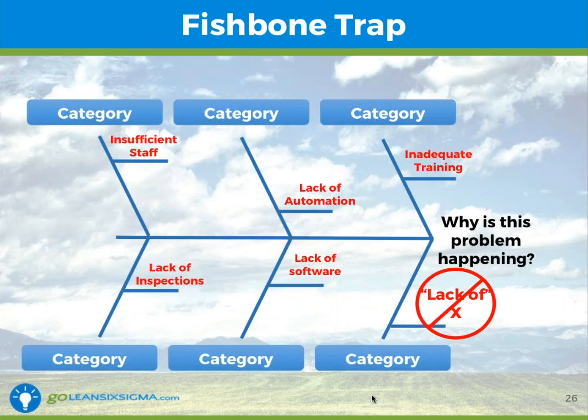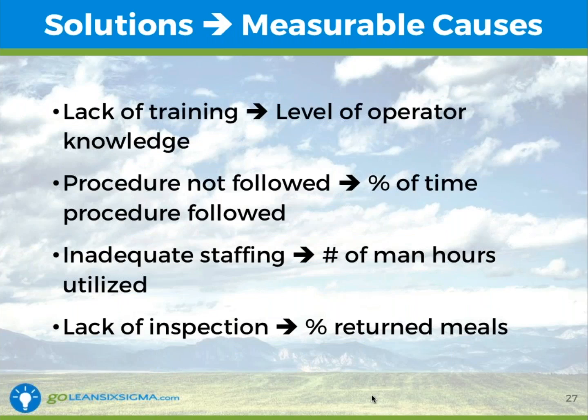Let's flip that and say, okay, if you think lack of training is an issue, then let's find a way to measure the level of operator knowledge, right? So how much do people know? And then we can think about how to solve that problem. If you say procedures aren't being followed, what percent of the time are they not being followed? Inadequate staffing, well, what's the utilization of man hours? Inspection is an issue. Inspection of what? What is the defect you're looking at? Let's measure the percent of returned meals. So get some data around these so that you can make more robust decisions when you get to the improve phase.